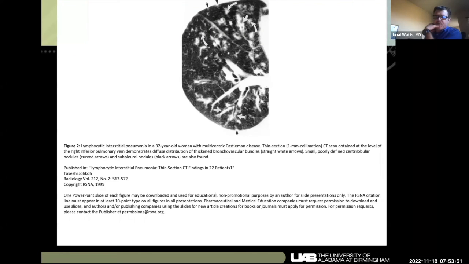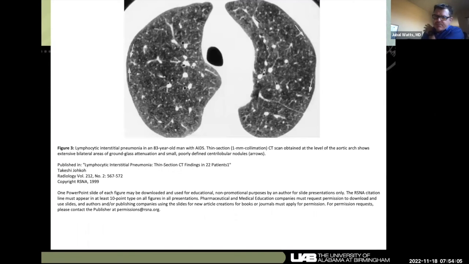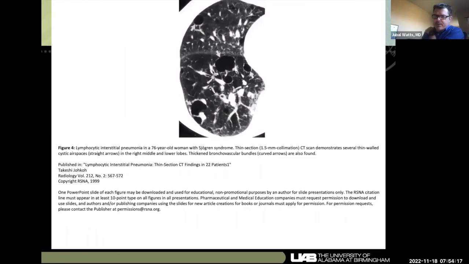Here's some older imaging from the literature, which shows somebody with a different kind of look for LIP and multicentric Castleman's disease. And here you can see just a lot of perilymphatic thickening, kind of irregular, smudgy, and nodular in areas. Here's a different patient. This was somebody with AIDS, and this was biopsied and was LIP. And you can see a lot of ground glass densities and centrilobular nodules. So probably a lot of follicular bronchiolitis in addition to the LIP.